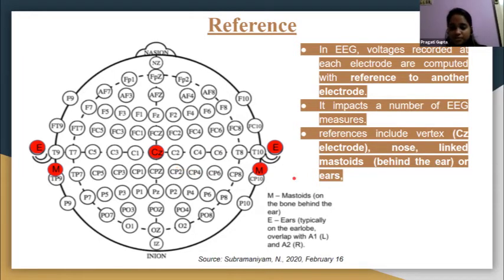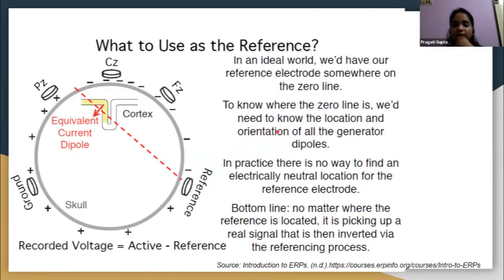So what we usually do is choose those references which were previously used in research. For example, if we are studying one component, we look at previous research to see what reference sites and what products they've used.